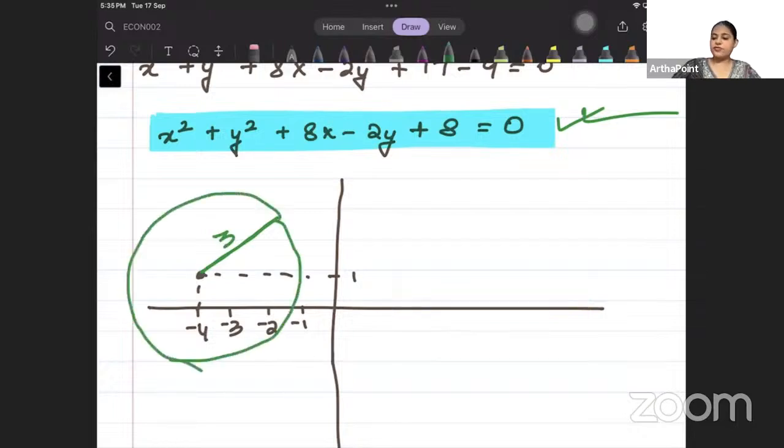Again, I don't have the right tool to draw it, so make it like a proper circle. If you have a geometry box with you, you take the center and with 3 units, you just draw the circle and you will get the circle. So this is how you can plot a circle.